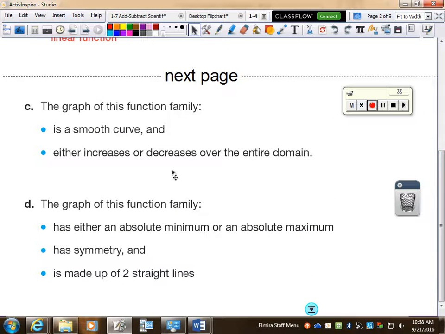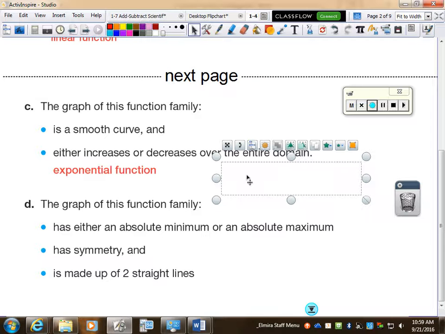The graph of this function family is a smooth curve and either increases or decreases over the entire domain. So it's not linear. Okay, we just did that. It's a curve. Okay, pause, see if you can figure it out. That's an exponential function.